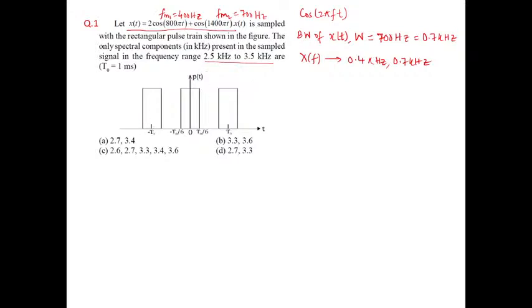Now T naught is given. This is the signal through which x(t) is being sampled. This is not an ideal sampling function, but a rectangular pulse train. It's given that T naught is equal to 1 millisecond. So what about the sampling rate f naught? f naught is equal to 1 upon T naught, which is equal to 1 kilohertz. So this f naught, or 1 kilohertz, is the sampling rate. Now fs should be greater than or equal to 2W, but in this case f naught is less than 2W, so this is the case of undersampling.